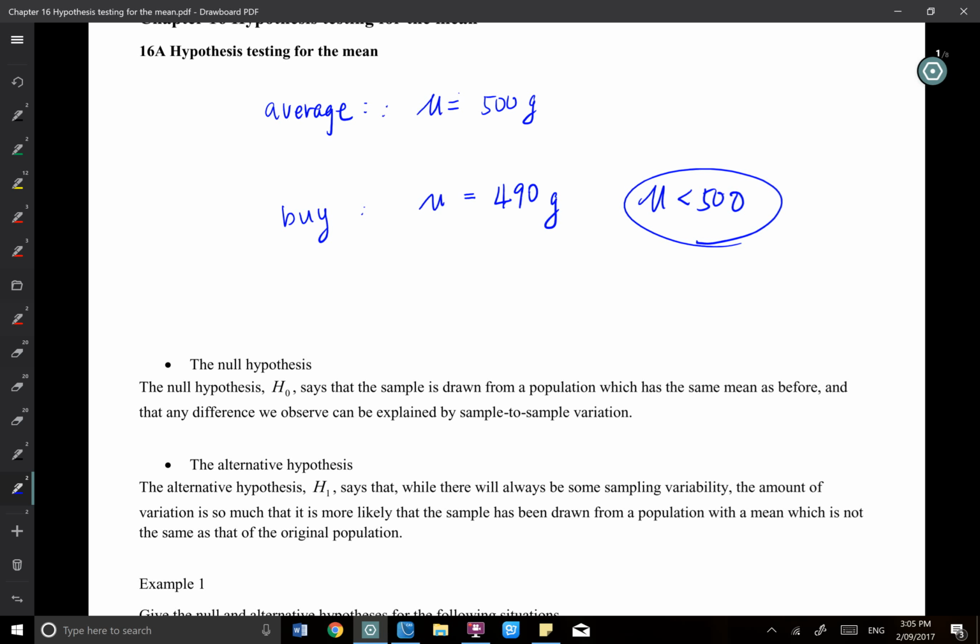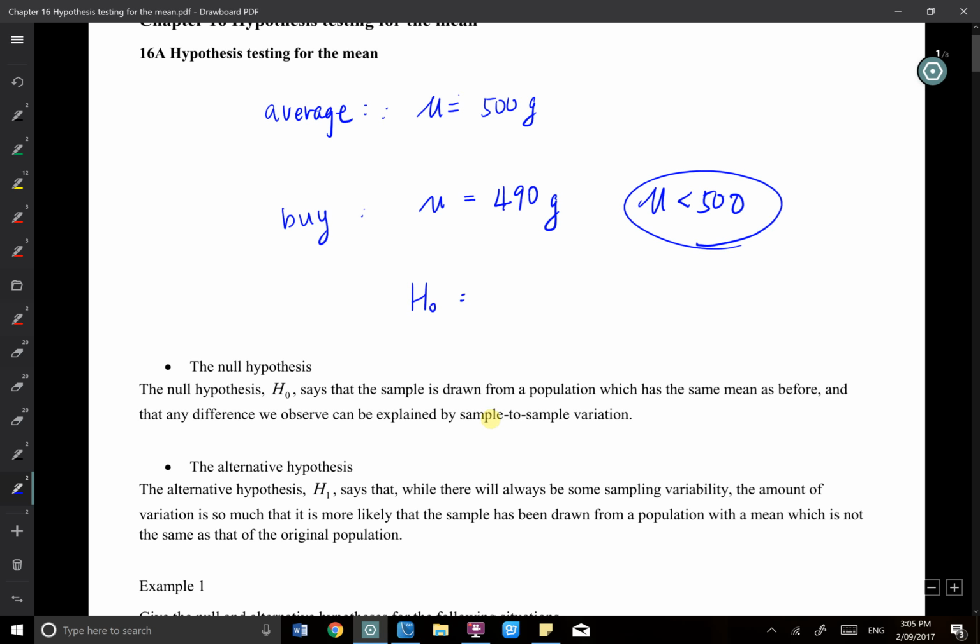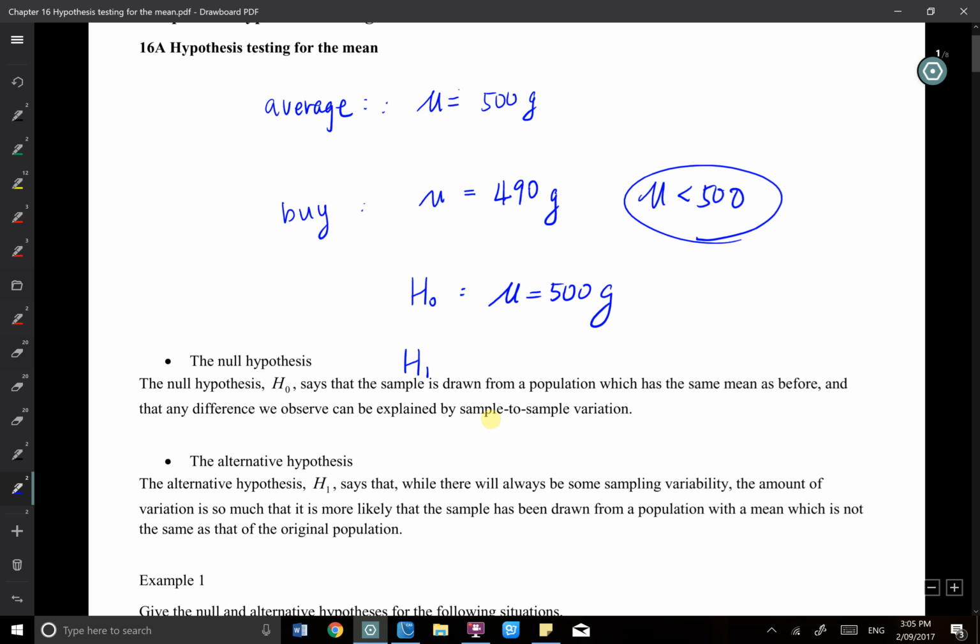So that's the hypothesis testing. Then let's take that into investigation. What we advertised originally is called H0. The H0 says we have a mean of 500 grams. Then your H1 is mu less than 500 grams. That is your hypothesis testing.